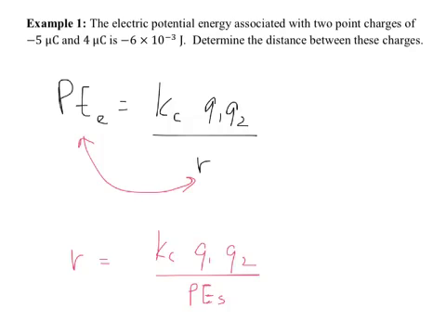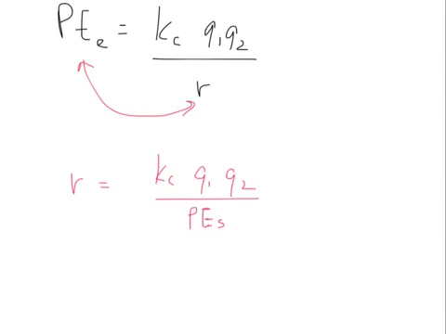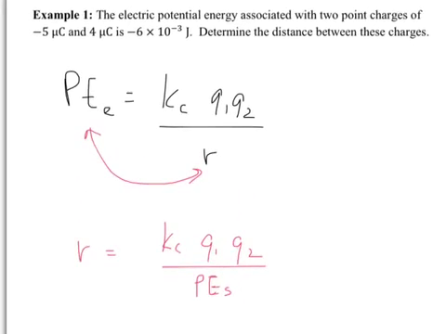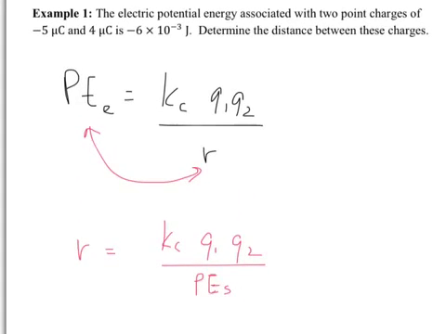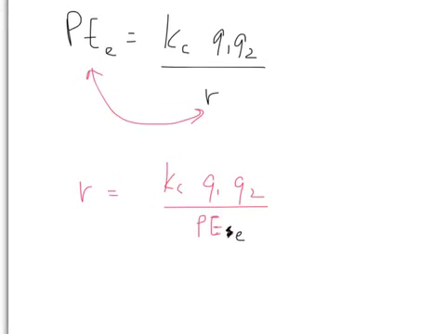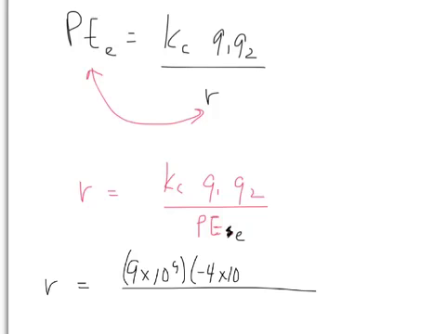What does a microcoulomb mean again? Yeah, times 10 to the negative 6. Why did it go from being PEE to PES? It shouldn't. That's a typo. Thank you, Camila. PEE, not PES. Very good. All right, so one of the charges is negative 5 microcoulombs, the other one's 4. So we've got R equals Kc. Yeah, very good. Then negative 4 times 10 to the negative 6. And 5 times 10 to the negative 6.